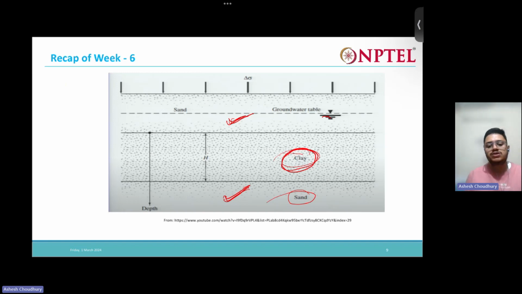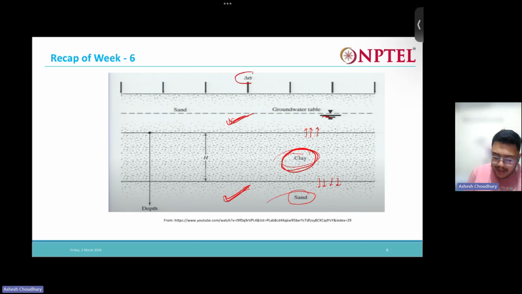The clay is sandwiched between two sand layers. So what does this mean? The water in the clay layer will be able to drain out in both ways, at the top also and at the bottom also. Sand acts as a drainage layer, so sand easily allows water to pass through it. So the water that is there in the clay will be able to pass through the sand.